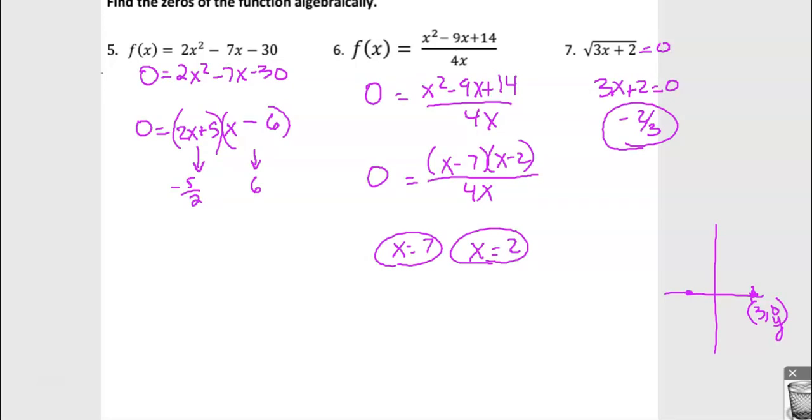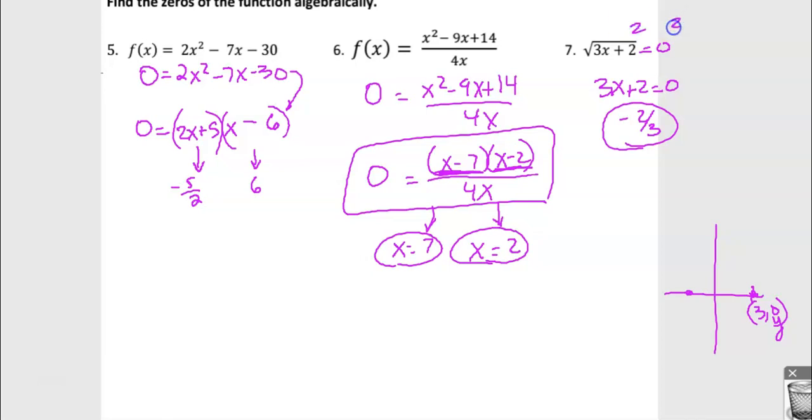All right, so I set them all equal to 0. Notice here I factored, and then I can see that x equals negative 5/2 and 6. Here I factored. Notice the top, this step right here, when will this equal 0? Well, it will only equal 0 when the numerator equals 0. So x minus 7 equals 0, x minus 2 equals 0, which means x equals 7 and x equals 2. Here, I basically just squared both sides and then solved to get negative 2/3 as my answer.